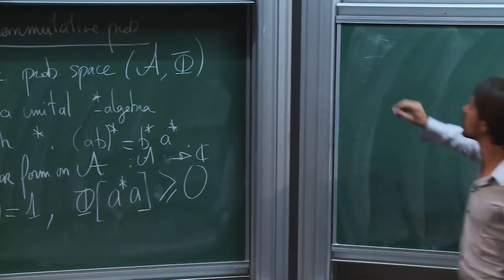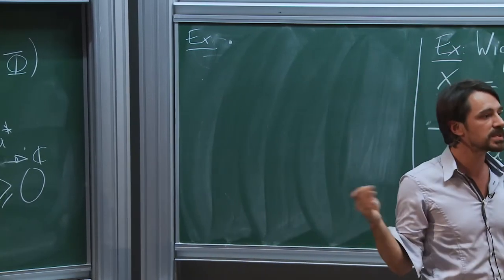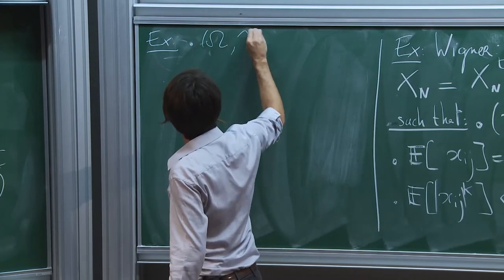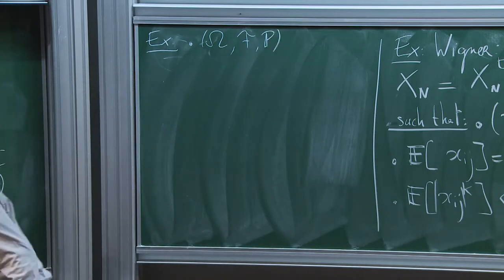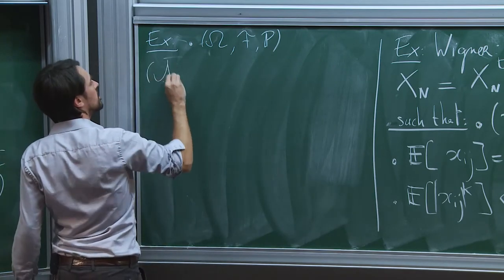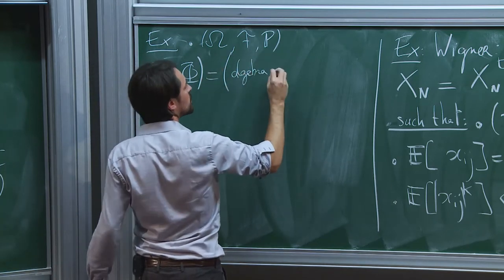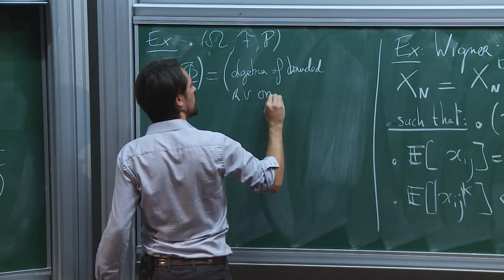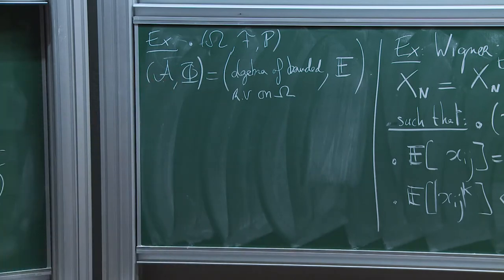Okay, so let me give examples of this kind of space. The first example is to relate it with classical spaces. If you have (Omega, F, P), a classical probability space, you can create a non-commutative space of random variables. You take (A, phi), where A is an algebra, say, of bounded random variables defined on Omega, together with the expectation. It's just this data that we keep in mind in this algebraic context.